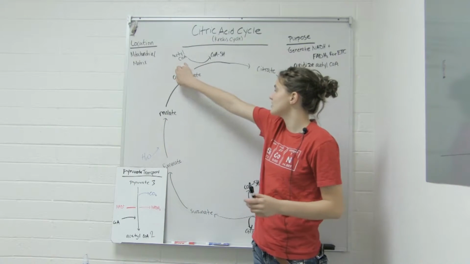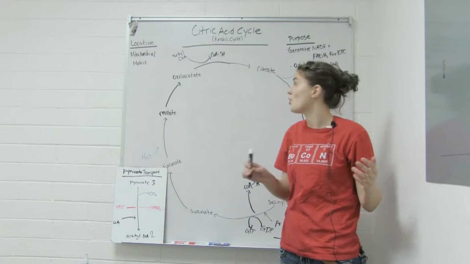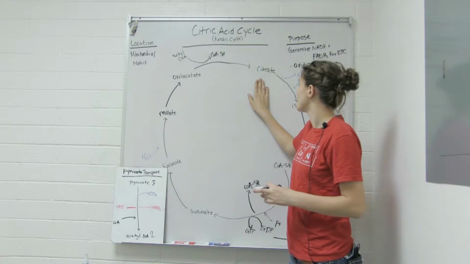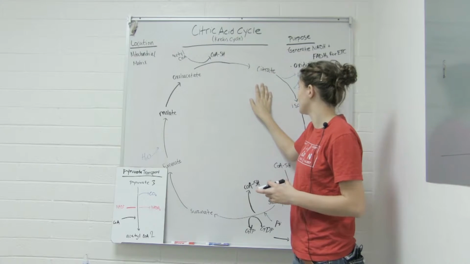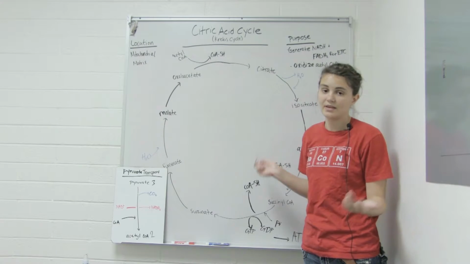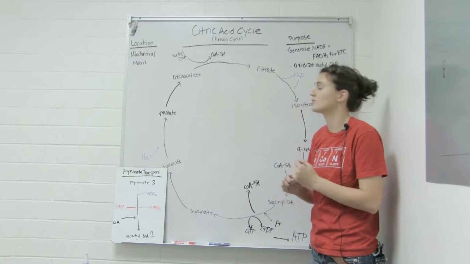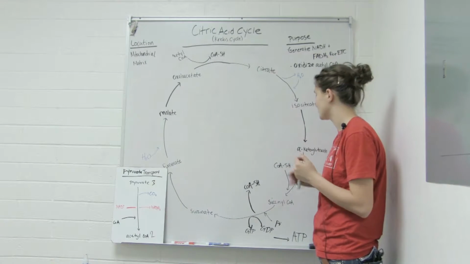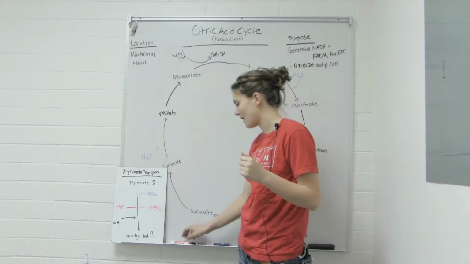So we start off with acetyl-CoA. Acetyl-CoA is going to lose its coenzyme, and it's going to become citrate, this intermediate. Citrate is then going to lose a water and then get a water, so no net gain or loss of water. In the process of losing and gaining, it's going to become isocitrate.